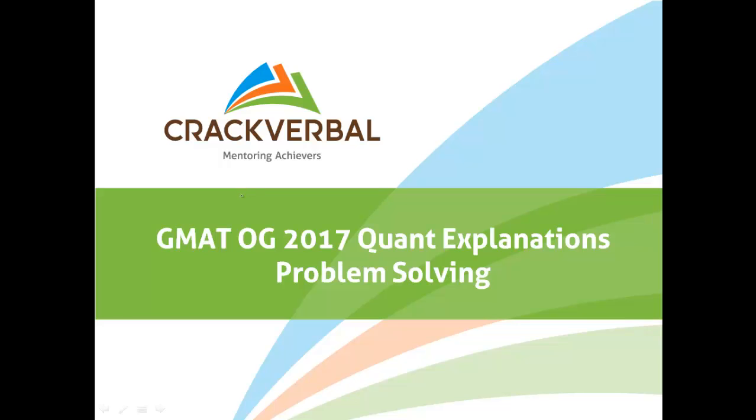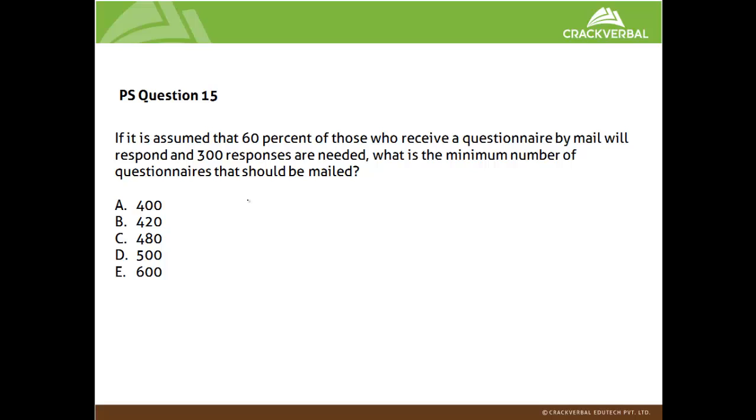Hi, in this video we'll be discussing GMAT Official Guide 2017 edition Quant Problem Solving question number 15. Let's have a look at this question. The question says, if it is assumed that 60% of those who receive a questionnaire by mail will respond and 300 responses are needed, what is the minimum number of questionnaires that should be mailed? So this is a typical percentage question in GMAT.